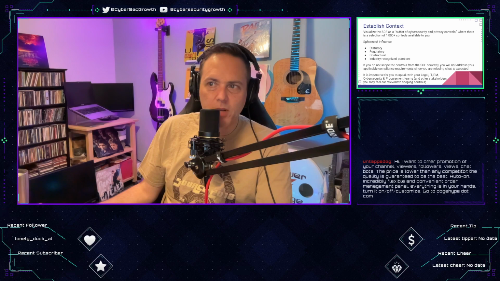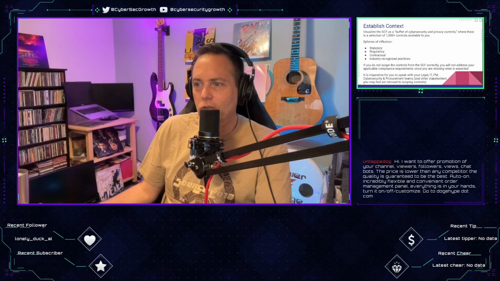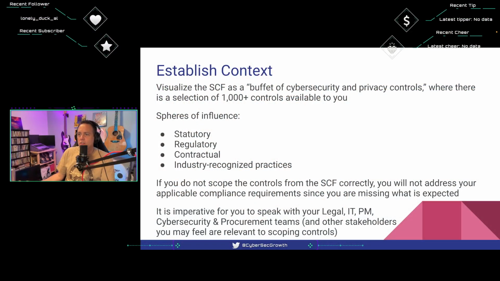This process is all part of documenting reasonable expectations that are right-sized for an organization, since every organization has unique requirements. Some people freak out and think they have to do all 1,000 controls in the SCF. That's just not the case. It's best to visualize the SCF as a buffet of cybersecurity and privacy controls, where there's a selection of 1,000-plus controls available to you. You don't have to eat everything possible on the buffet table.